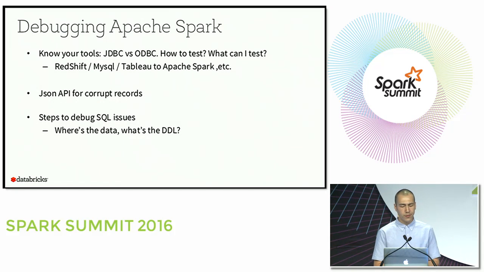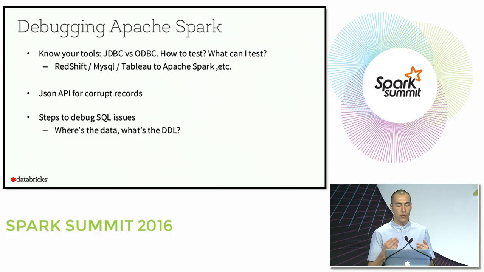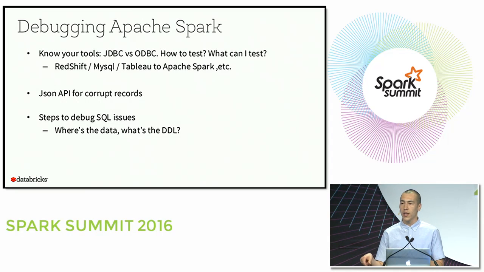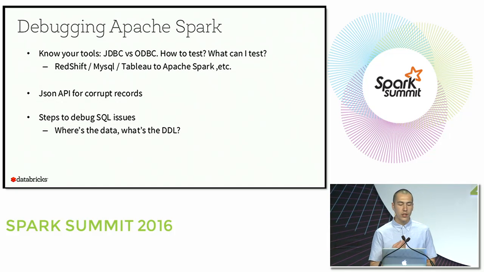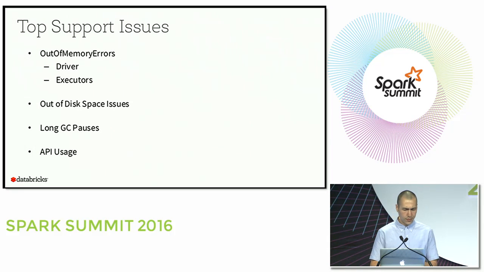Also, when you're working with JSON, we have native APIs to go through corrupt records, which is really nice. If you're doing that ETL work, there's going to be a column name to help you identify corrupt records. And I can post a link to that in the slides and update this when I post it. And then also, when you're debugging SQL issues, it's good to understand where the data is, the number of files that you have, and also the DDL, which is how you created that table.